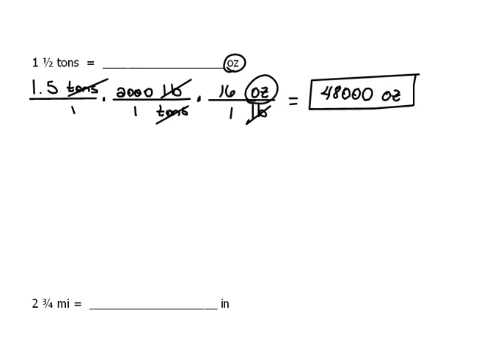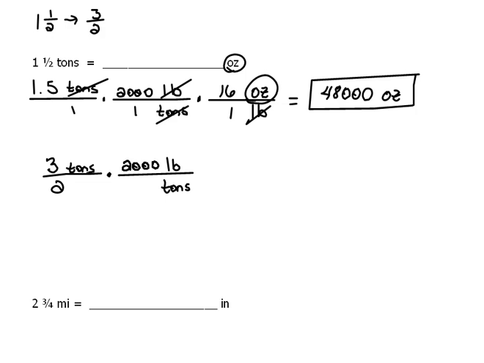Now, if you felt better about using the fractions rather than the decimal, you could do that also. Now, we would need to convert 1.5 into an improper fraction. So we would need to write that as 2 times 1 would be 2, plus 1 would be 3 over 2. So we could literally write that as 3 over 2 with our tons here. And then we could do the exact same thing that we just did. Put our tons on bottom, pounds on top, 2,000 pounds in 1 ton.